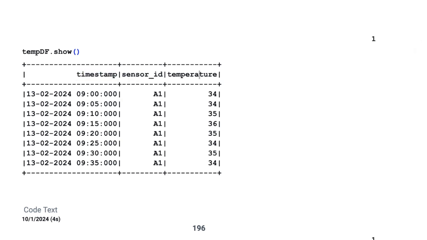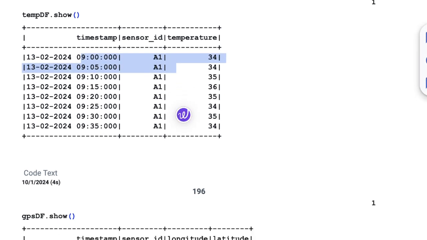the temperature, and it has been recorded every 5 minutes. So 9, 9:05, 9:10, and then the temperature value.